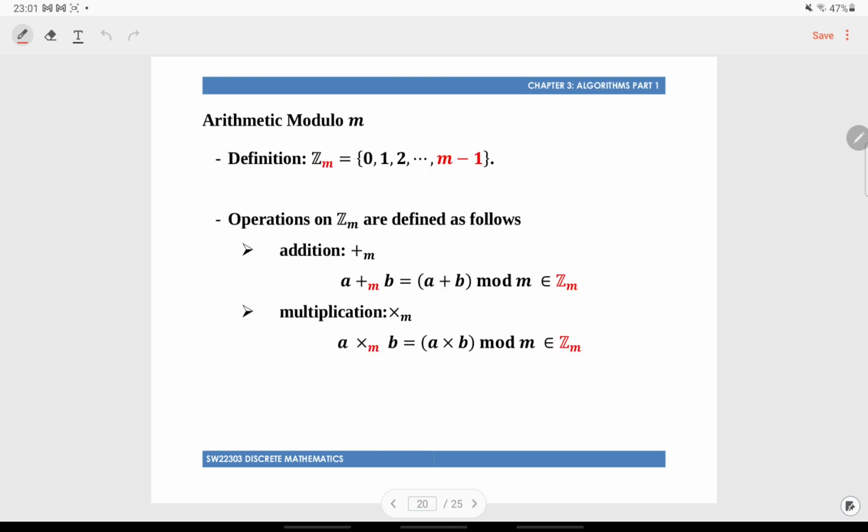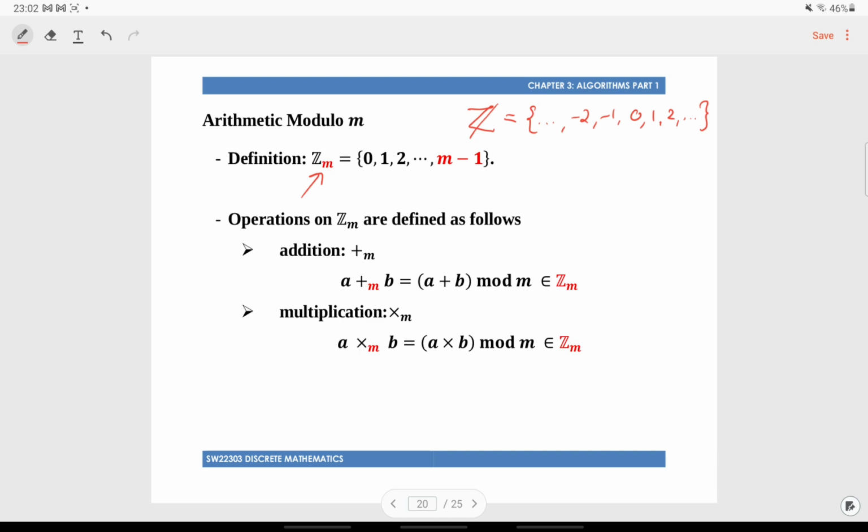For the next topic, we discuss arithmetic modulo M. For the arithmetic modulo M, we define the set of integers mod M. It is denoted like this, Z sub M. For this kind of notation, this is an integer set, a set of integers, from negative infinity, till let's say -2, -1, 0, 1, 2, and it goes up to positive infinity. So this is the set of integers.